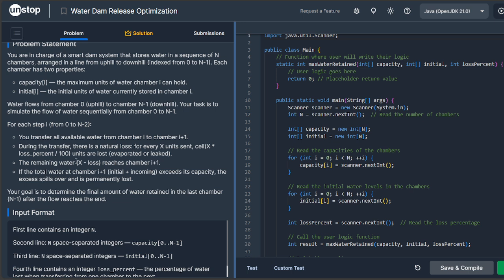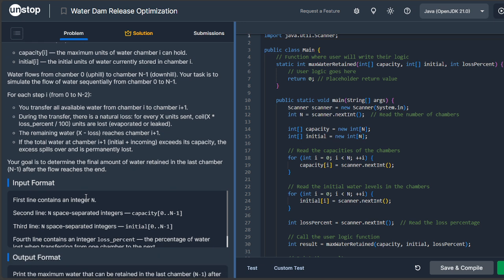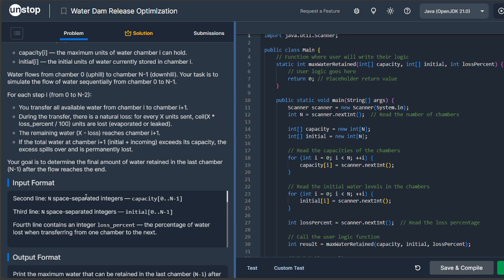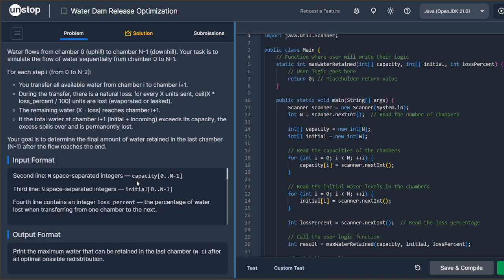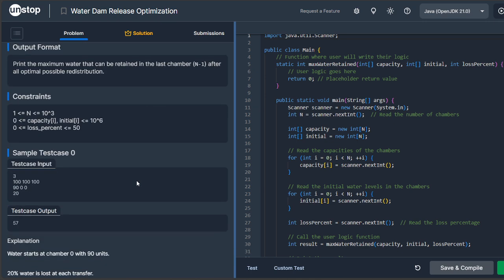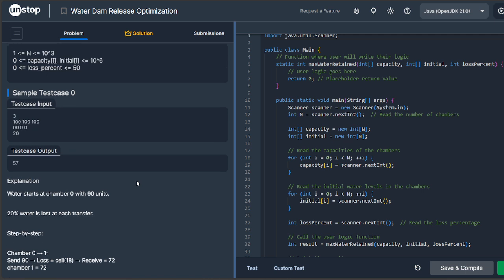If the water at chamber i plus 1 exceeds its capacity, then the excess water will overflow and is permanently lost. Our goal is to determine the final amount of water retained in the last chamber after the flow reaches the end. So this is the problem statement. Let's take this sample test case and try to understand the problem clearly.